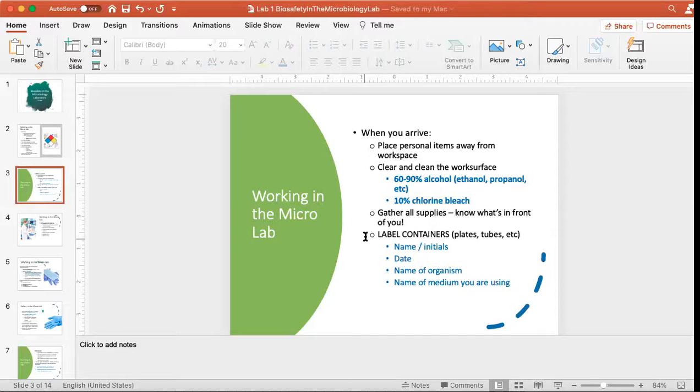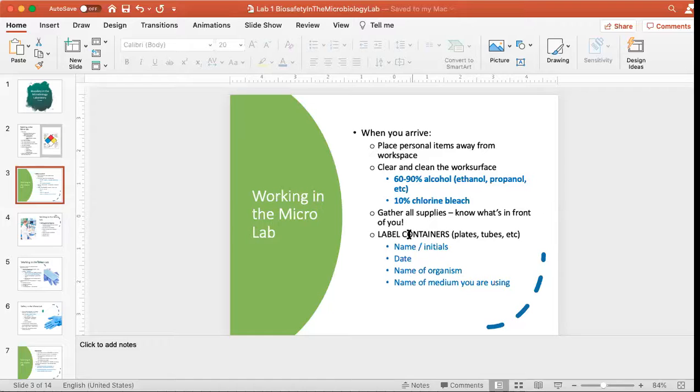Here's something else that's really important, and that's labeling. You'll hear me talk about this a lot too. In a microbiology lab, we purposefully grow microbes. We grow them in incubators, and we call those containers cultures. Sometimes we grow microbes on petri dishes, and sometimes we grow them in test tubes, but the idea is the same. We purposefully create a population of microbes in a container, and that's what we call a culture. Now, it's really important when we create these cultures that we label that container.